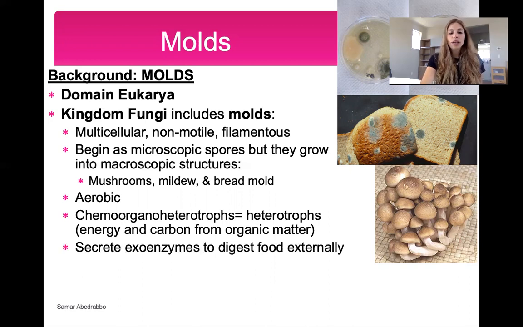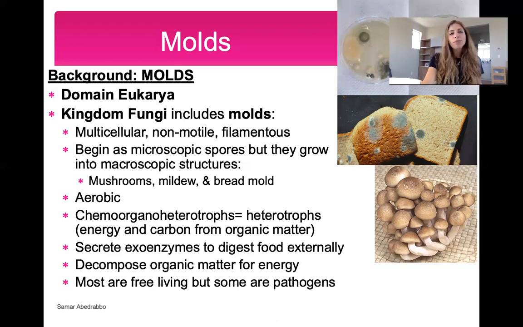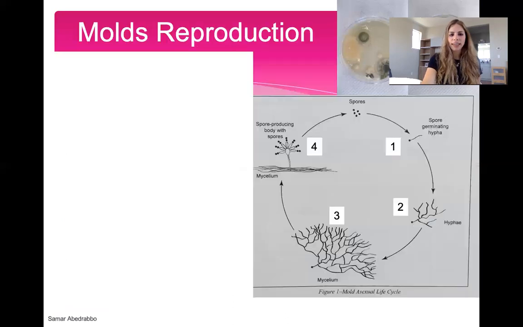These organisms also secrete exoenzymes. We talked about exoenzymes in the metabolism lab. Exoenzymes are when organisms make enzymes and the enzymes are released outside the cells. These exoenzymes help them digest food. When they break down the food, the smaller components, the monomers, can come back into the cell. So they decompose organic matter for energy. Most are free-living, most are harmless, but some can be pathogenic.